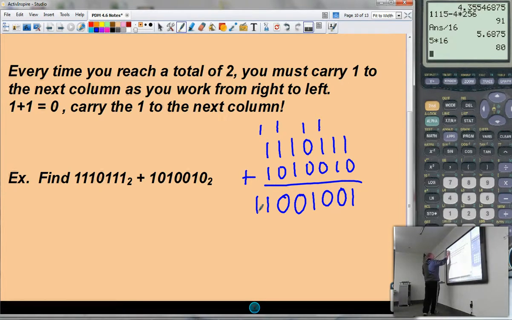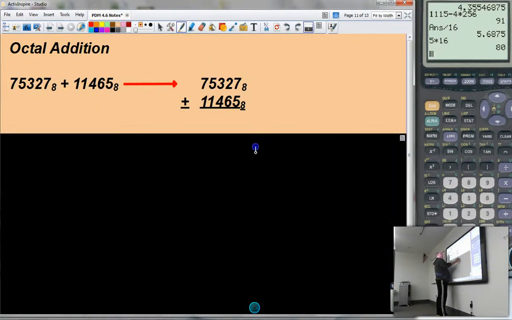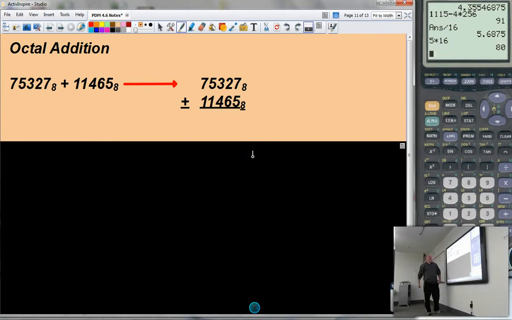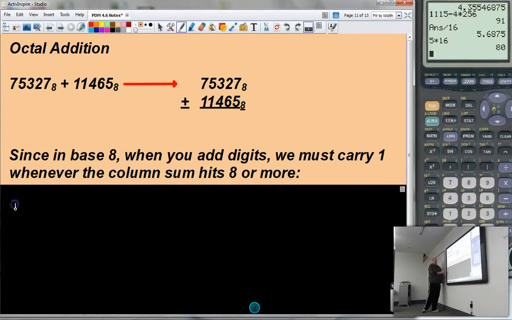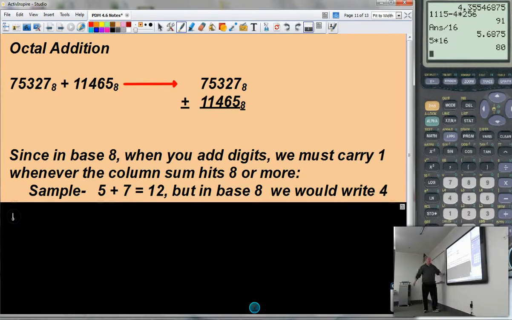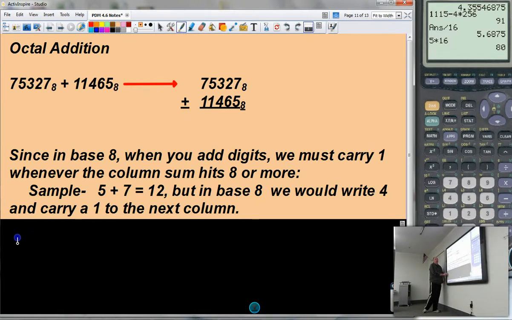Binary. Octal addition. You're going to add, since we are in base 8, when you add digits, we carry 1 whenever the column sum hits 8 or more. Okay? So if I go 5 plus 7 adds up to 12, but in base 8, I would write 4 and take the remaining 8 and go to the next column. So we write 4 and carry a 1 to the next column.